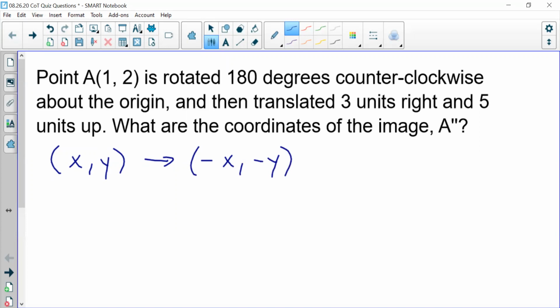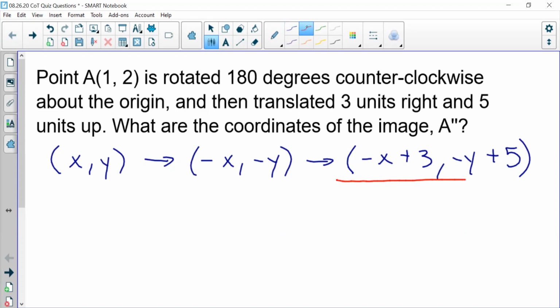The next thing that happened was we translated 3 units right and 5 units up. So here, we take our negative x and add 3 units to that, because we went right. And then to our negative y, we add 5. So this is the rule that will give us our new image.